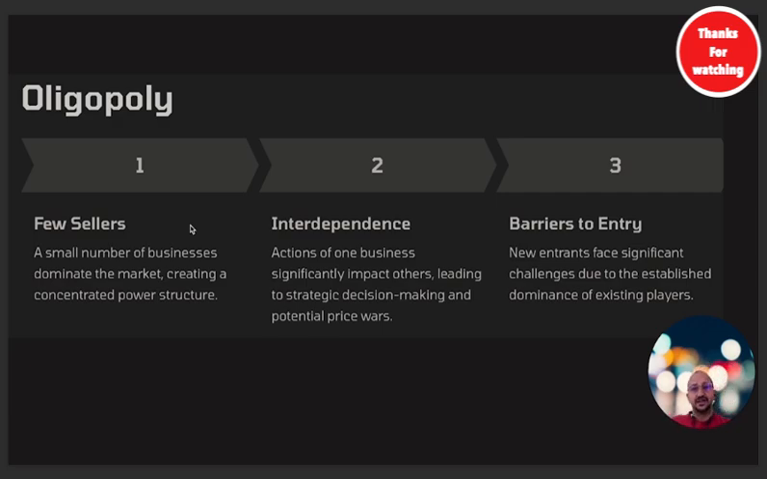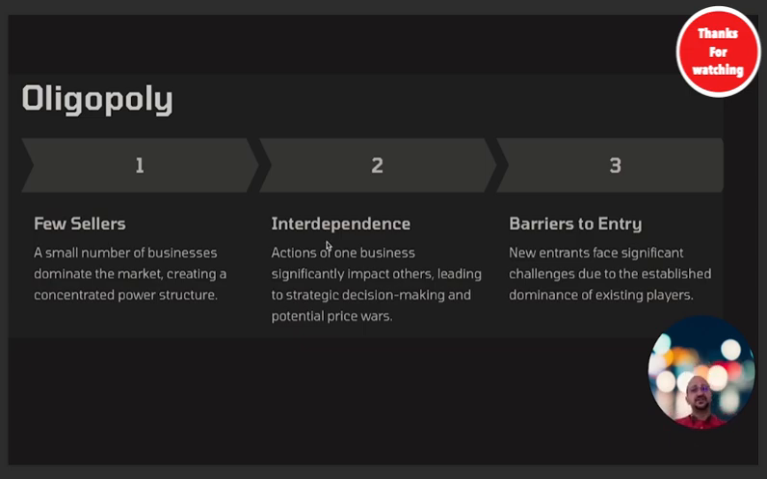So the sellers are few over here, and the entry barrier is difficult. New entrants face significant challenges because these three or four companies are dominating this field. If a new person is entering, he really needs a lot of funding so that he can compete with these three or four companies, right? There is interdependence, as I told you.